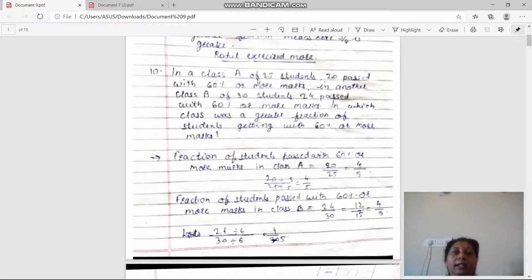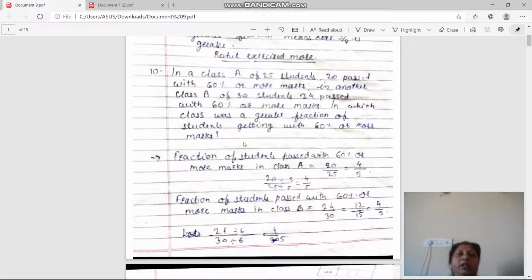In class A, there are 25 students, and of those 25 students, 20 passed with 60 marks or more. In another class B of 30 students, 24 passed with 60 or more marks. In which class is the greater fraction of students getting 60% or more marks? Okay, so step by step we will solve it.